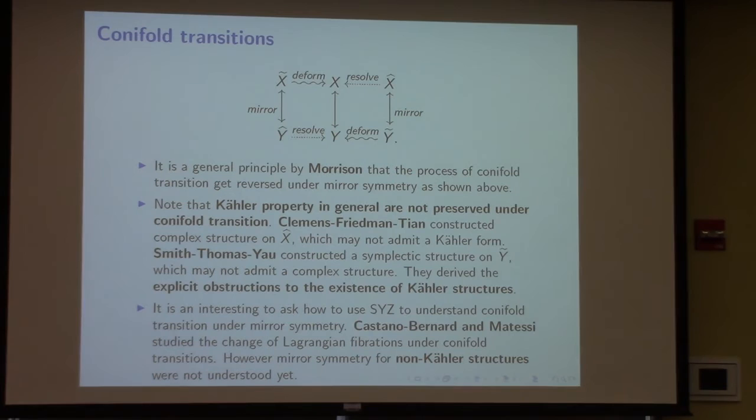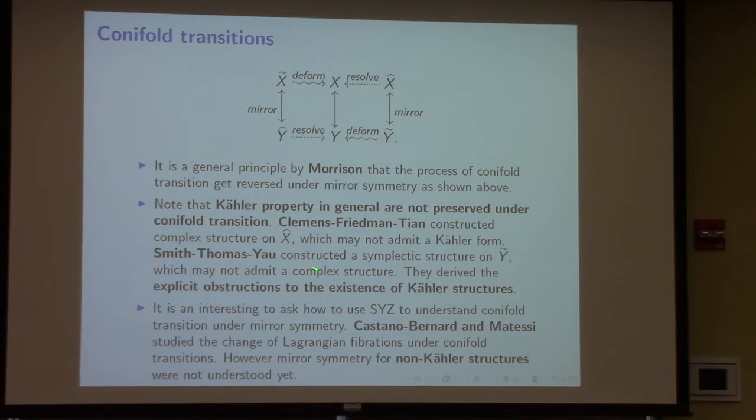But in general, Kähler manifold is not preserved under conifold transition, because as I said, an algebraic manifold could become non-Kähler. But this is still interesting. Nobody says that we have to be in the Kähler geometry, and so this should be considered.